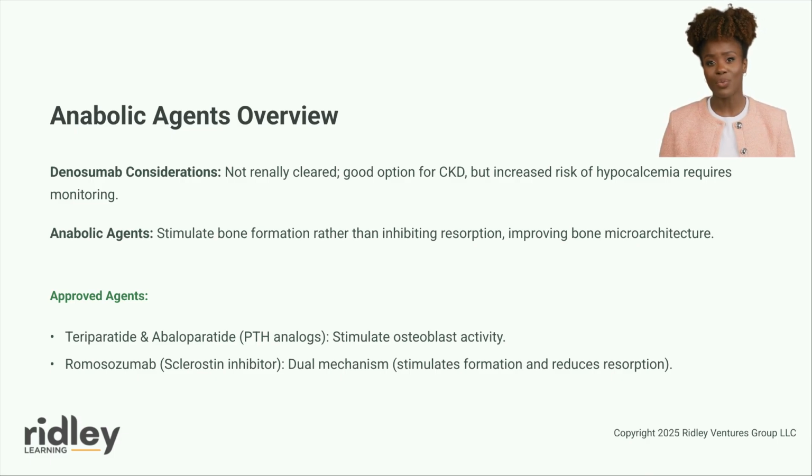Teriparatide is a recombinant form of the amino-terminal fragment of human parathyroid hormone. Abaloparatide is a synthetic analog of parathyroid hormone-related protein. Both act through the PTH1 receptor to stimulate osteoblast activity when administered intermittently. Romosozumab is a monoclonal antibody that binds and inhibits sclerostin, a protein secreted by osteocytes that normally inhibits bone formation. By blocking sclerostin, romosozumab stimulates osteoblast-mediated bone formation while simultaneously reducing bone resorption. This provides a unique dual mechanism of action.